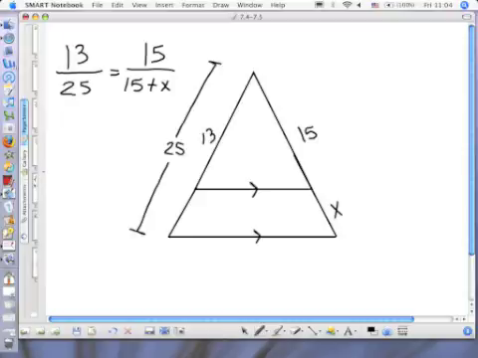Now, I'm looking for x. I still have top over whole equals top over whole, and it's still a proportion where I've got to cross multiply and divide. The only thing to remember is when you multiply 13 times this denominator, you've got to distribute it. So now we're just back in algebra class.